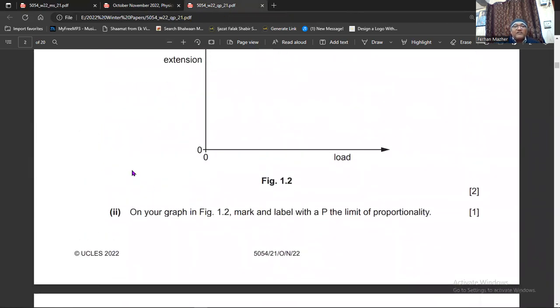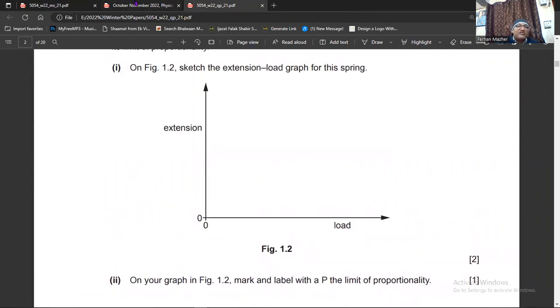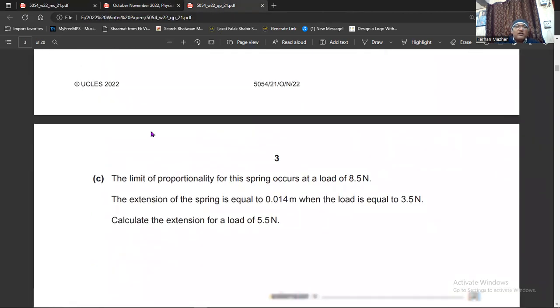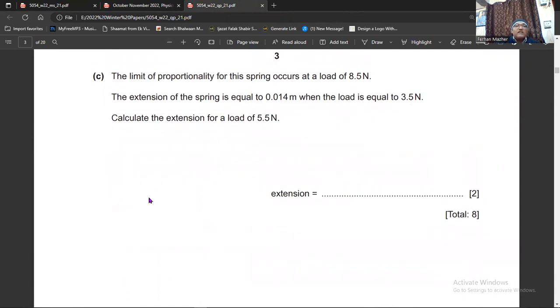It says, on your graph in Figure 1.2, mark and label with P the limit of proportionality. So we have done that. I can show you, this is the P. The limit of proportionality for this spring occurs at a load of 8.5 Newton. The extension at this load is equal to 0.014 meter.